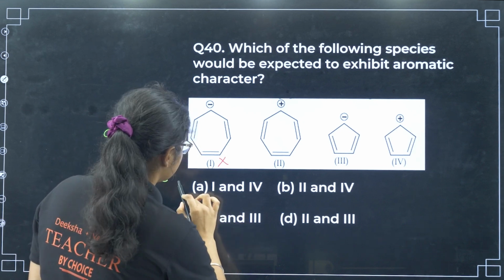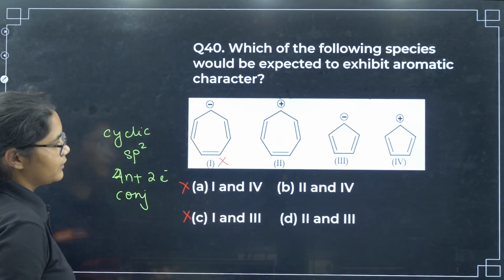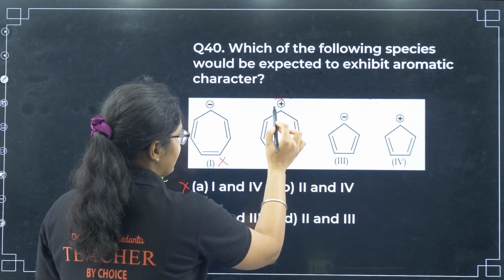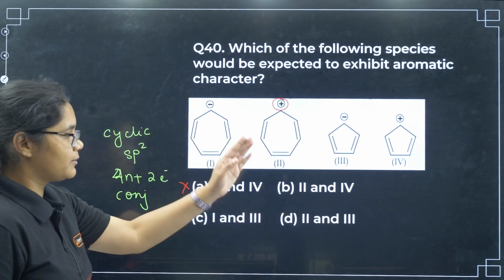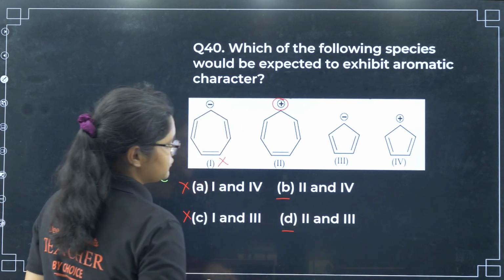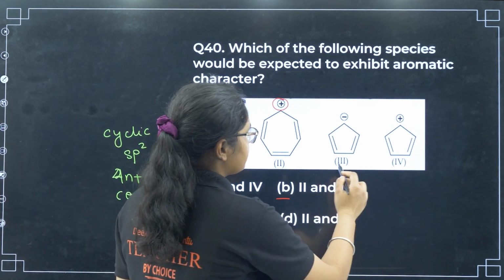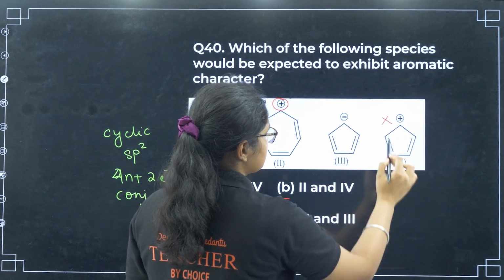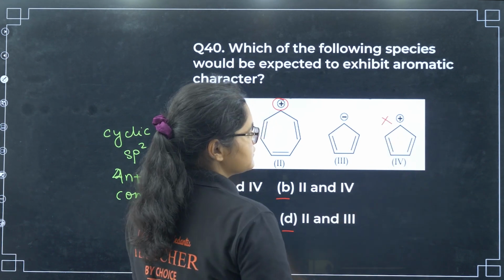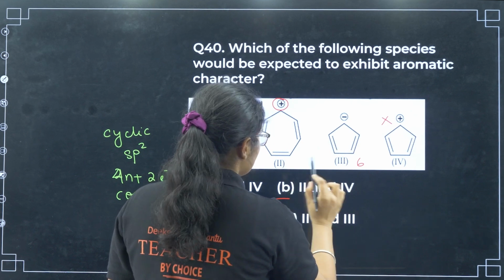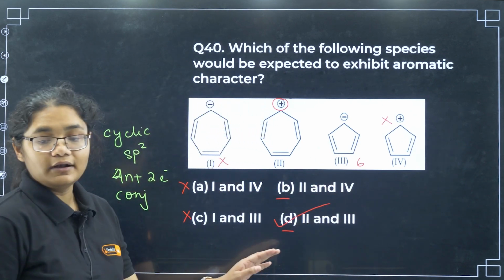So whichever options are like that, I can eliminate. Next, here if I count 1, 2, 3, 4, 5, 6, yes, that is there, and I also have a positive charge, so sp2 hybridization is there. So 2 will definitely be the answer. I have to check out of 3 and 4. So 1, 2, 3, 4, 5, 6, 1, 2, 3, 4. This is also again 4n electrons, so that is not there. Here we have 6 electrons, so I will have 2 and 3, which is option number D.